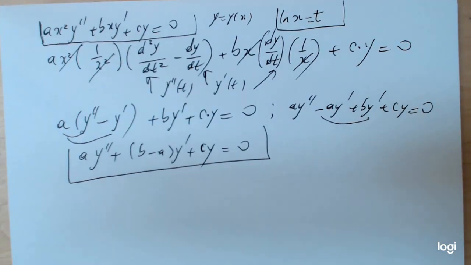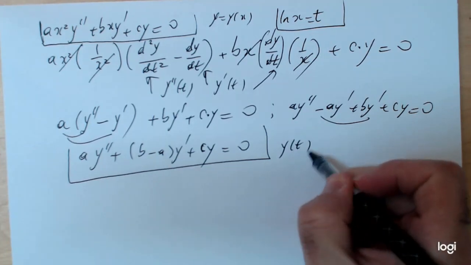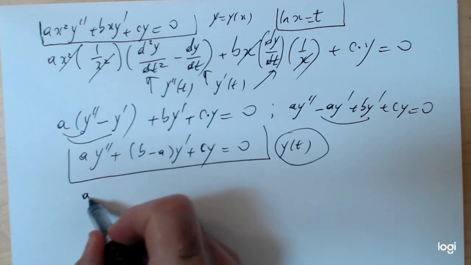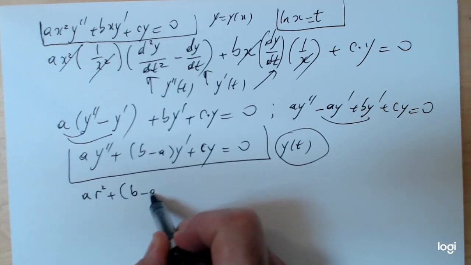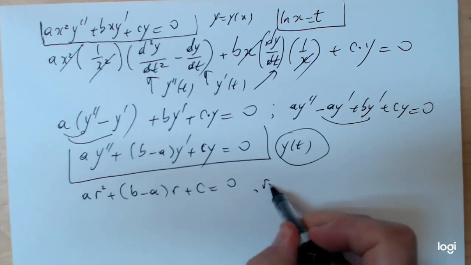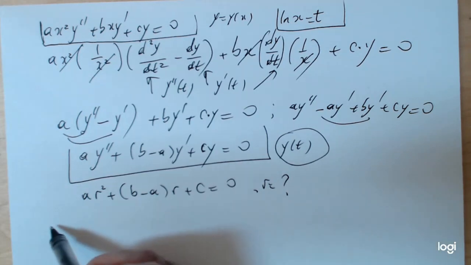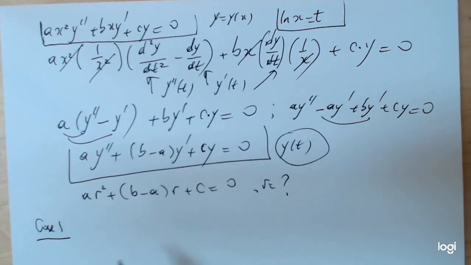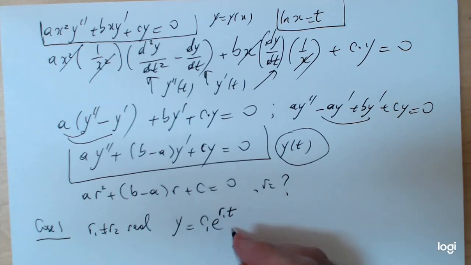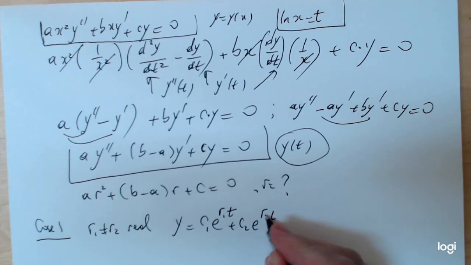And another step at the end is to make the substitution backward, right? From something in t to something in x. Because remember, this is for y as a function of t. So how do you solve it? Again, as I mentioned, you take the characteristic equation, you solve it, and then just like before, you're going to have three cases. You're going to have distinct real roots in which y is c1 e to the r1t plus c2 e to the r2t.